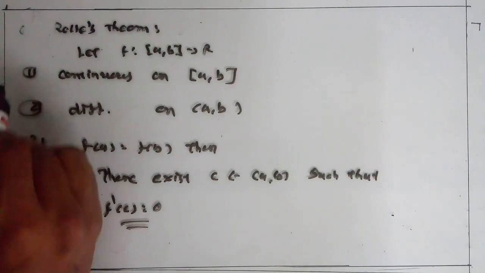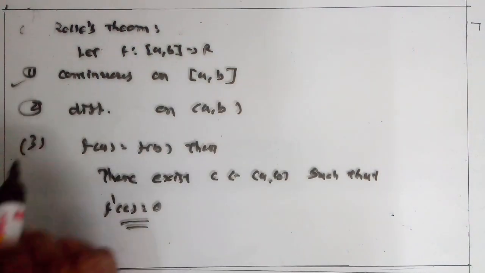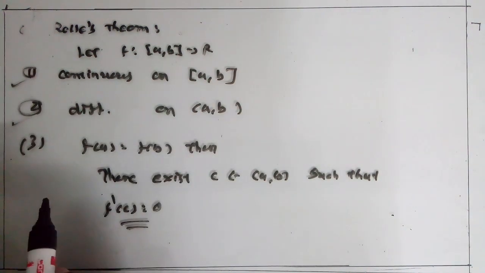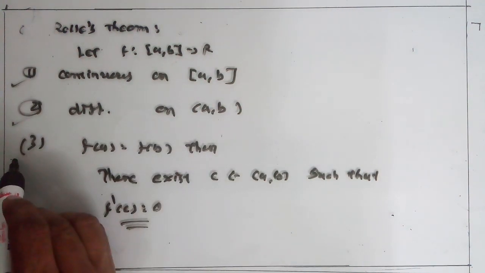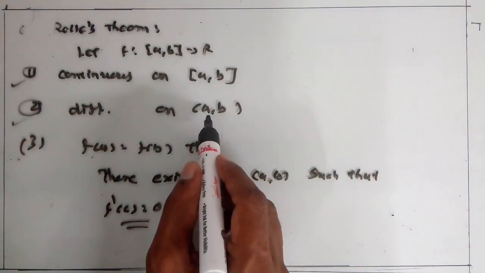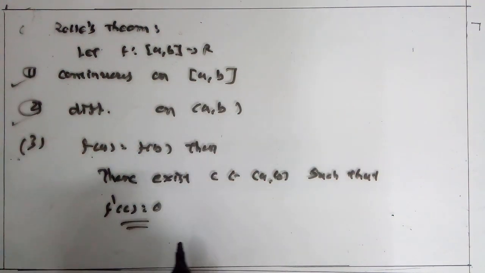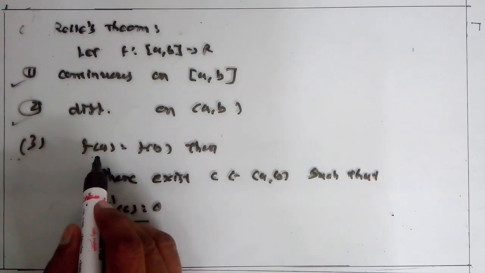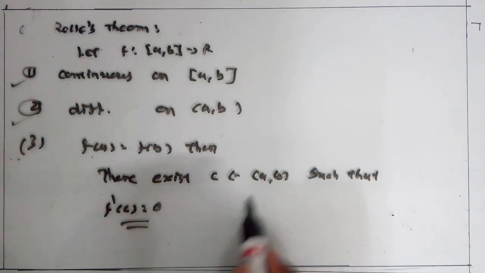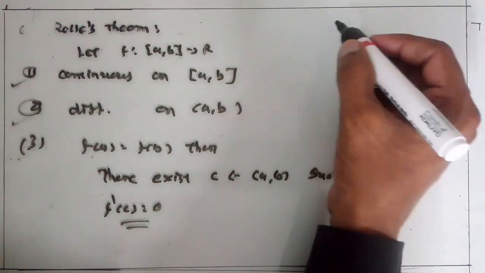Remember this: if a function satisfies these three conditions, continuous on the closed interval [a, b], differentiable on the open interval (a, b), and f(a) is equal to f(b), that is, the values of the function at the boundary points of this interval are equal, clear? Then there exists a c belonging to (a, b) so that f'(c) equals 0. This is Rolle's theorem. Now the geometric meaning of Rolle's theorem.